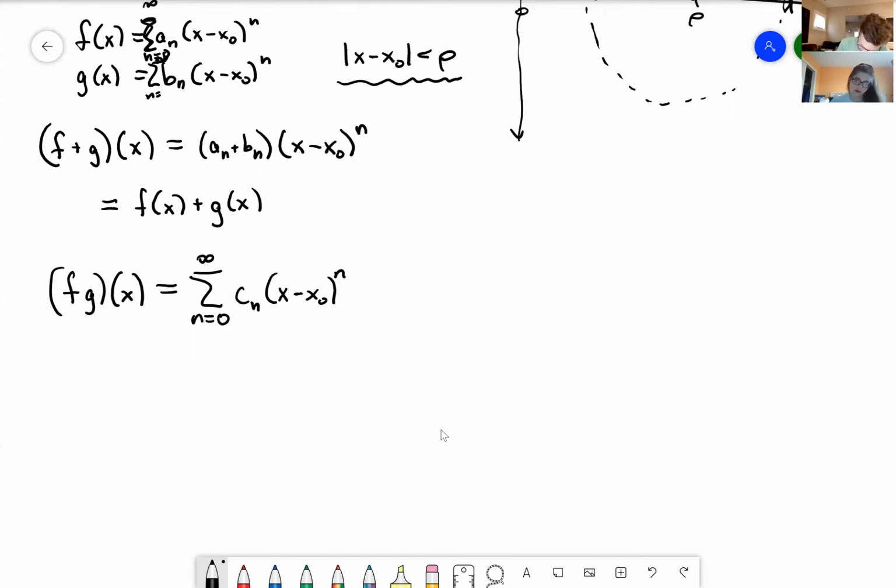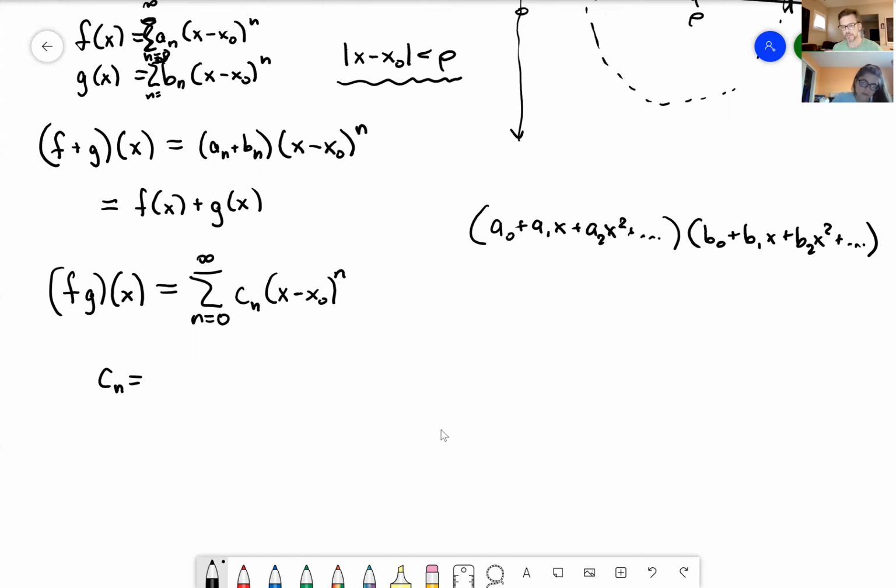Well, let's just look at an example. a0 plus a1 x plus a2 x squared, and so on, times b0 plus b1 x plus b2 x squared, and so on. We multiply these two things together. The order 0 term will be a0 b0. Here I'm assuming that it's centered at 0. You could redo this with a different center, no problem there.